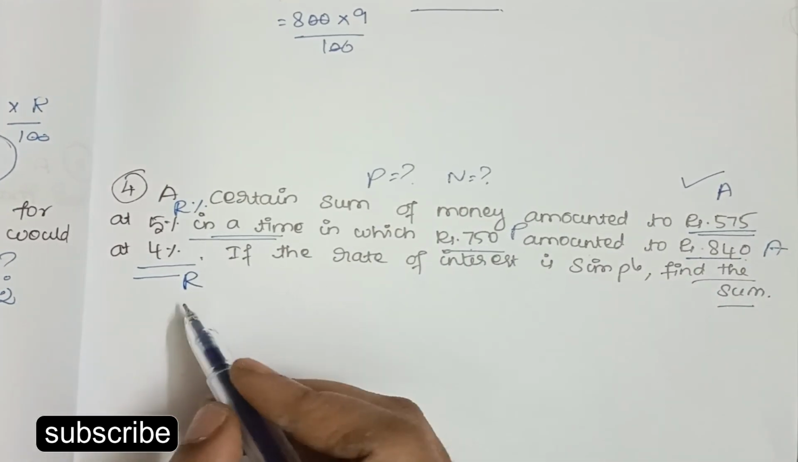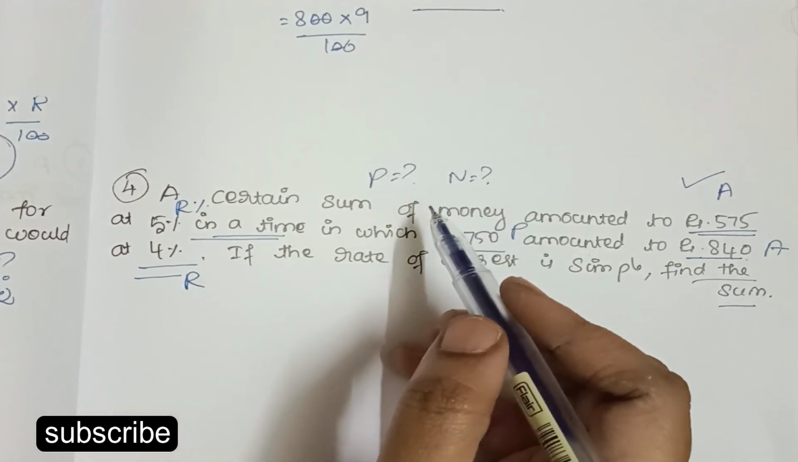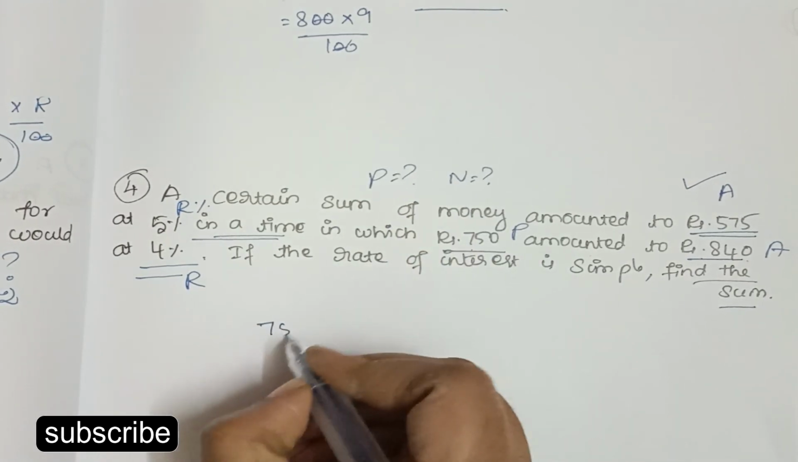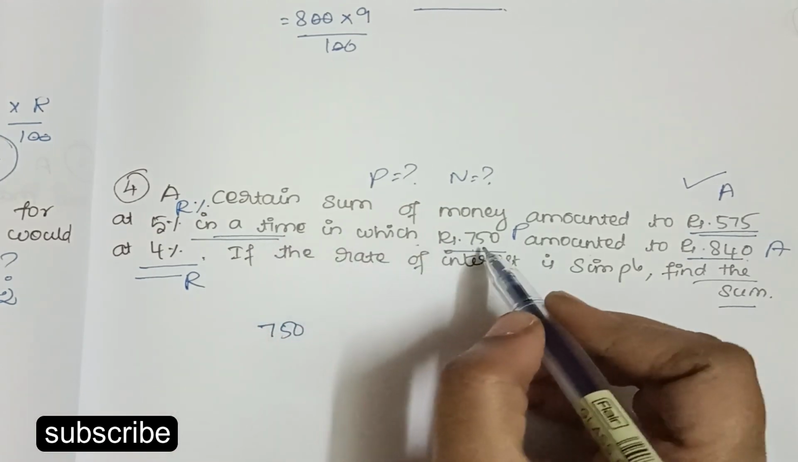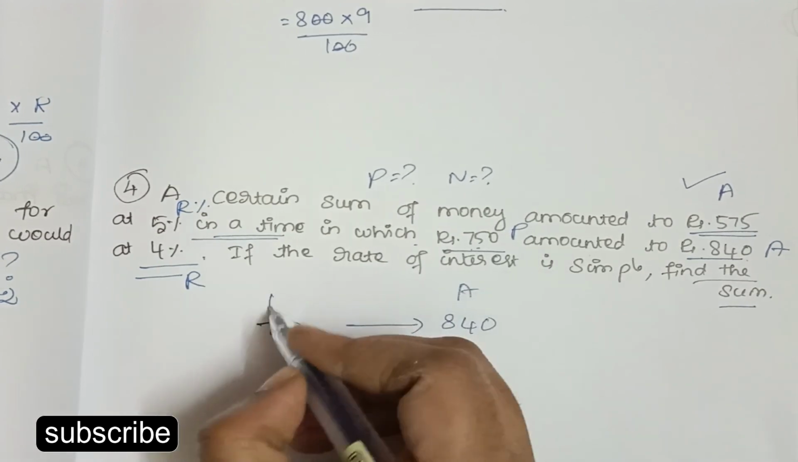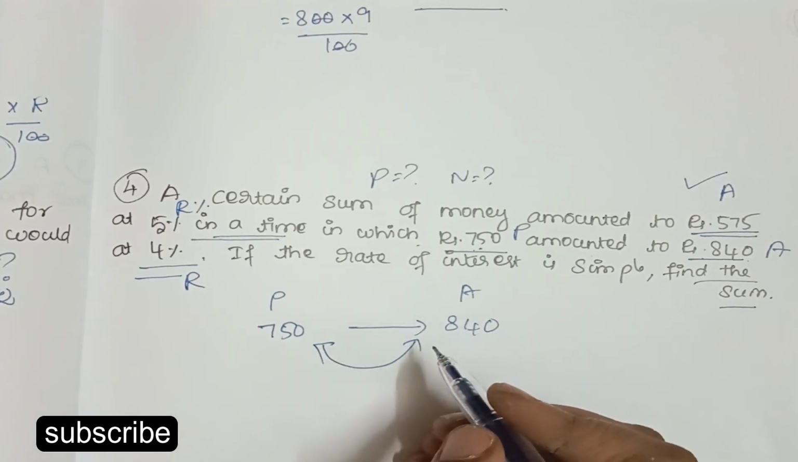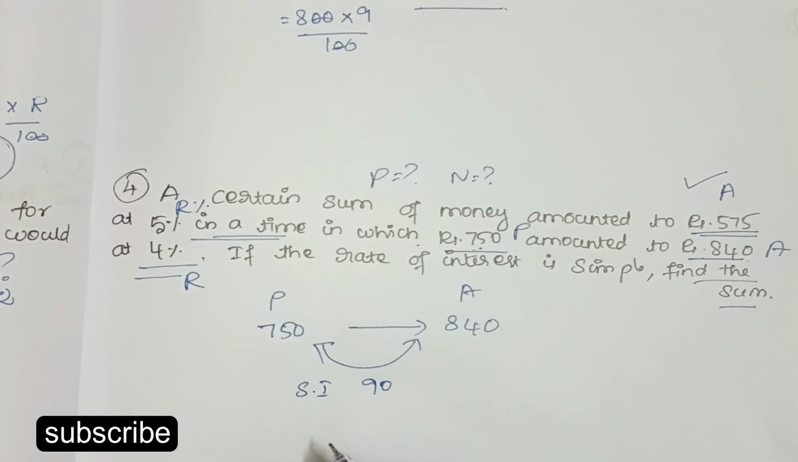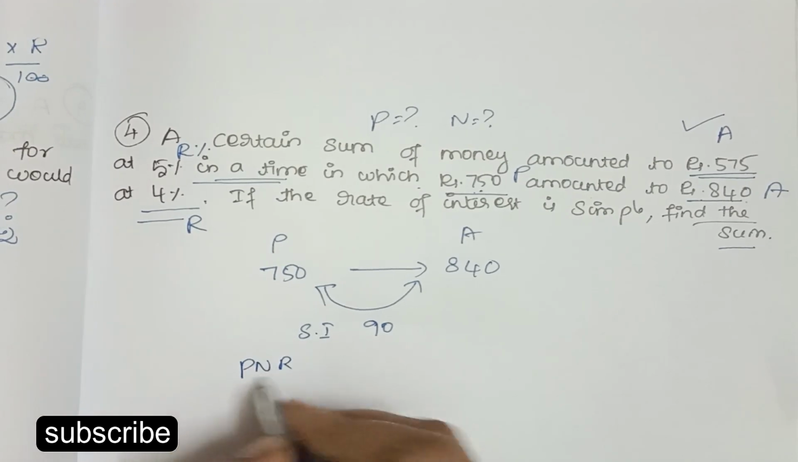So from that we have to find n, the number of years. Put the number of years in the first step, and we get the answer easily. So take the second line: in the same time in which 750 rupees becomes 840. It is the amount value, and it is the principal value. What is the difference between principal and amount? 840 minus 750 is 90 rupees. It is the simple interest value. So, simple interest is equal to PNR by 100.